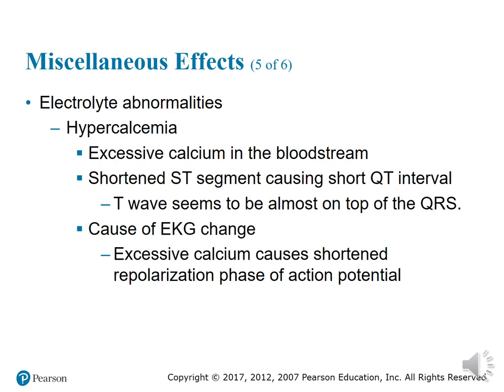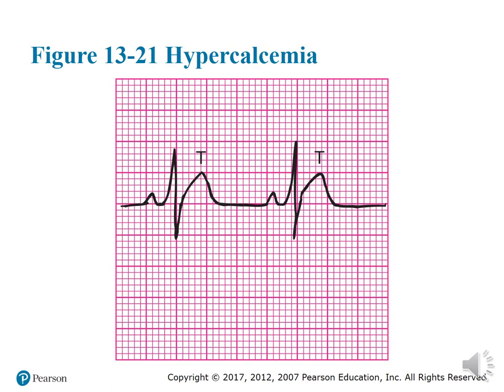Hypercalcemia: excessive calcium in the bloodstream, shortened ST segment causing a short QT interval. The T wave seems to be almost on top of the QRS. Excessive calcium causes a shortened repolarization phase and action potential. And look at those tall T waves. Look at the QRS complex, how everything is almost on top of each other.